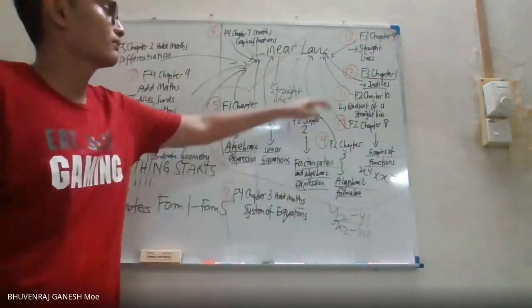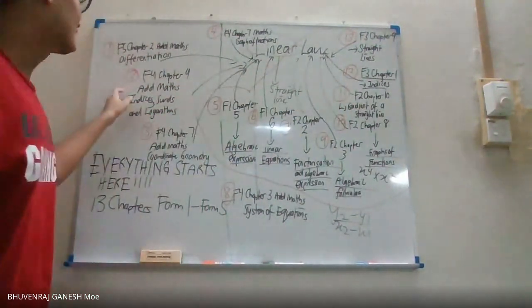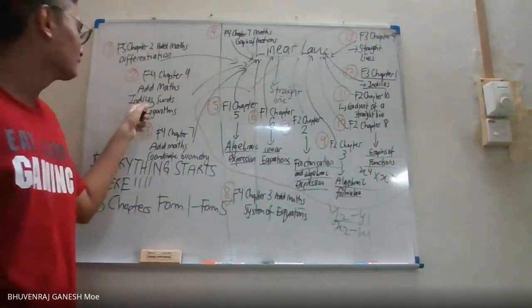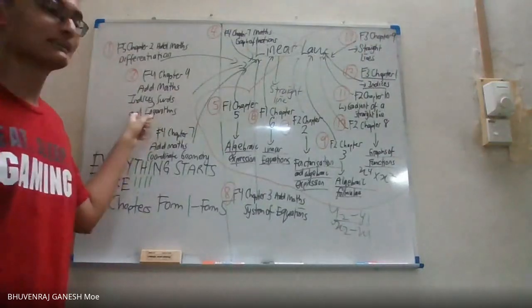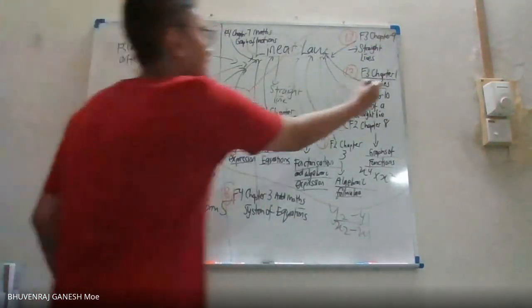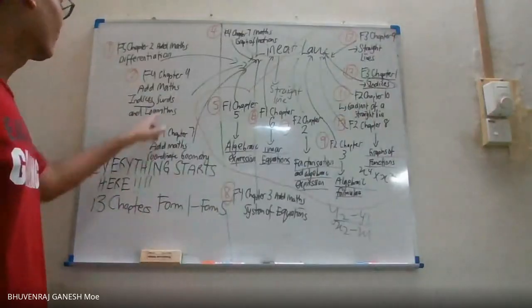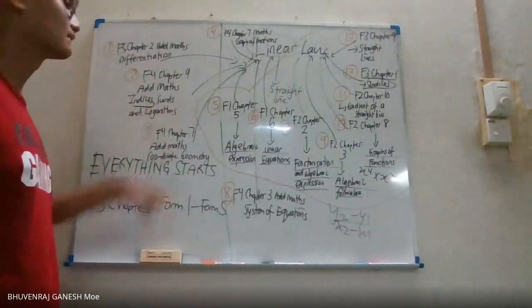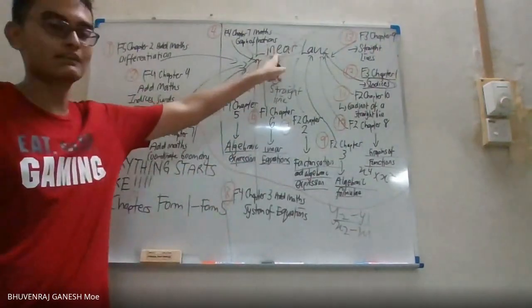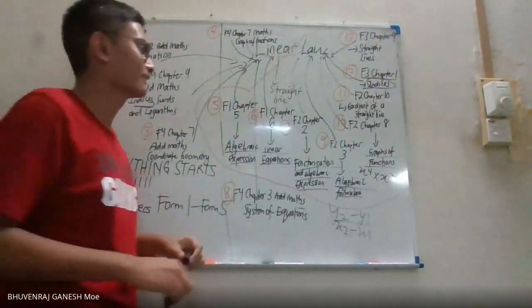Actually, Form 3, Chapter 1 is related to Form 4, Chapter 4, your add maths, right? Remember? Indices, surds, and logs. Same thing, indices here, indices also here. So it's basically repeating again and again. The only new things they added are surds and logs, which will also be involved in linear law. Later you will find out why.